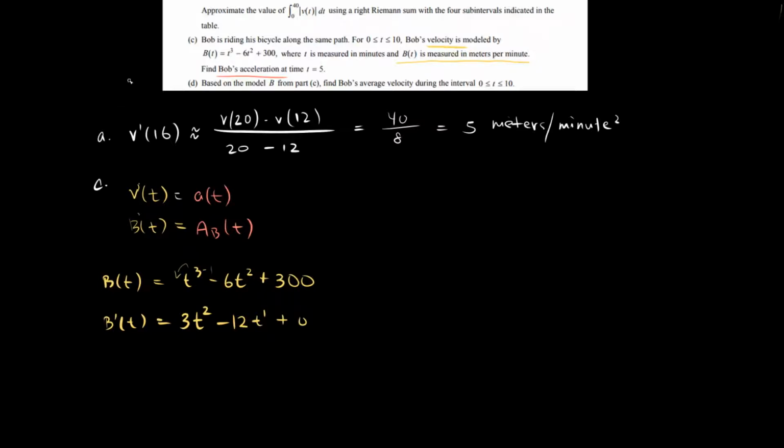Now, the question wants us to find Bob's acceleration at time t equals 5. So let's plug that into this acceleration equation. This becomes b prime of 5 is equal to 3 times 5 raised to the second power, subtracted from 12 times 5 plus 0. Now it just evolves into an algebra problem, or actually a basic arithmetic problem.